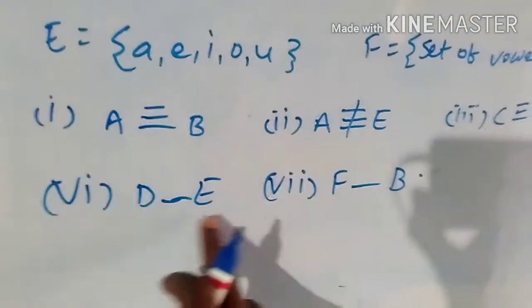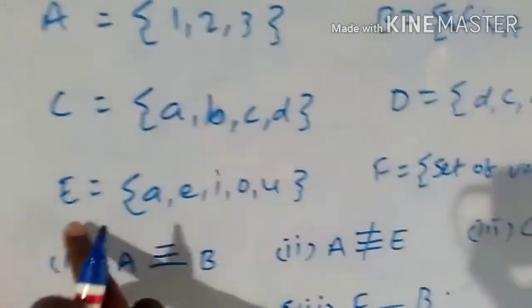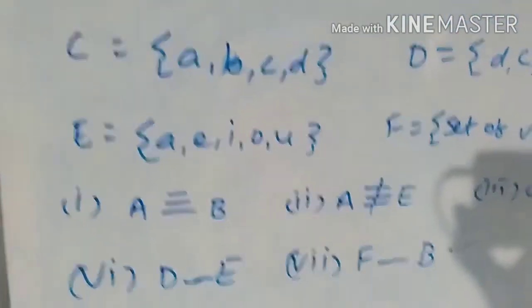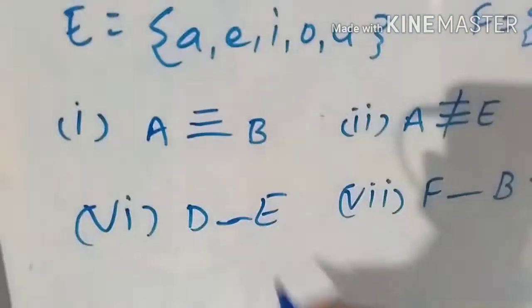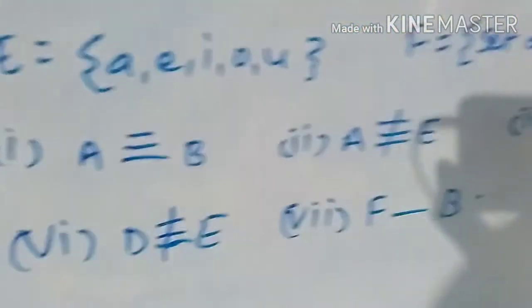Next, relation between D and E. D is equal to {D, C, A, B}. E is equal to {A, E, I, O, U}. Both are equal? No. Both are not equal.